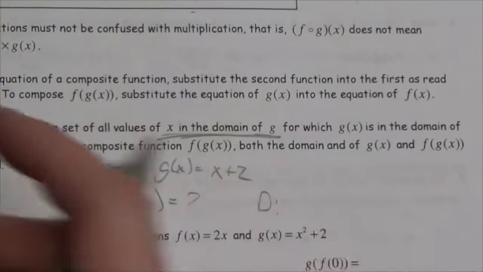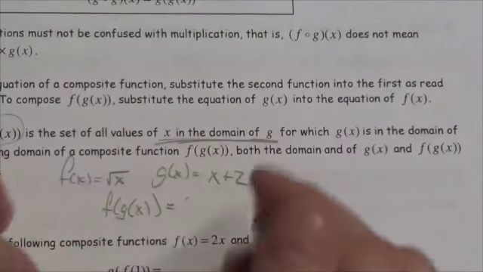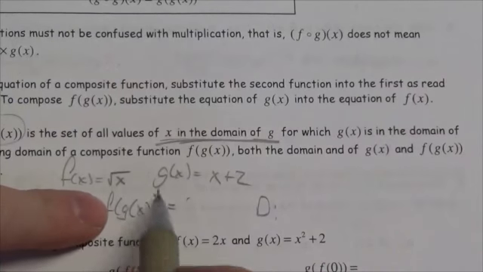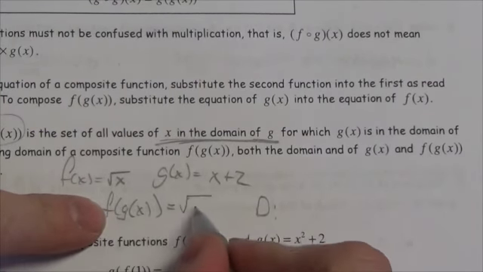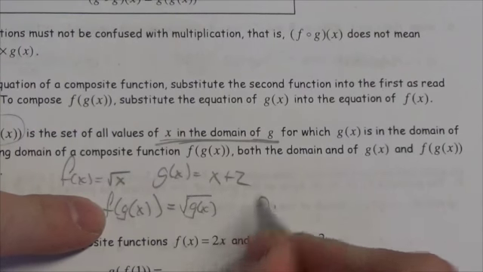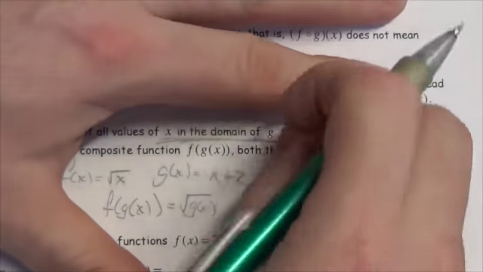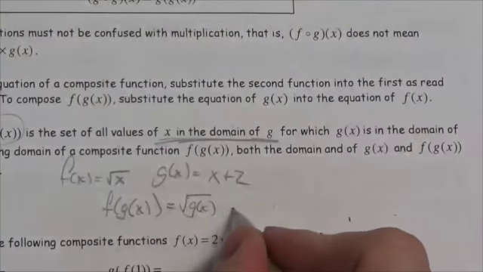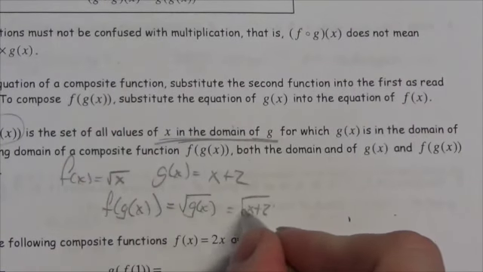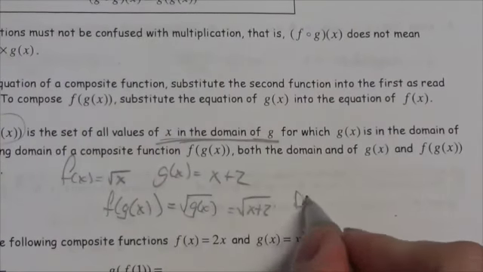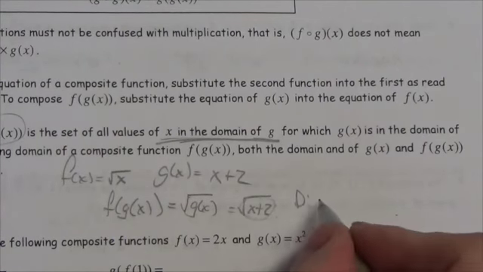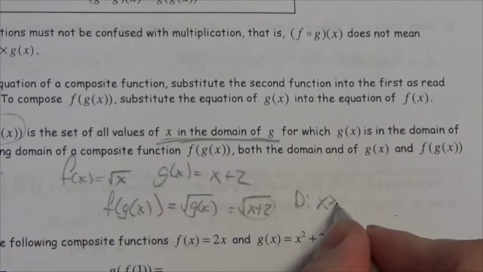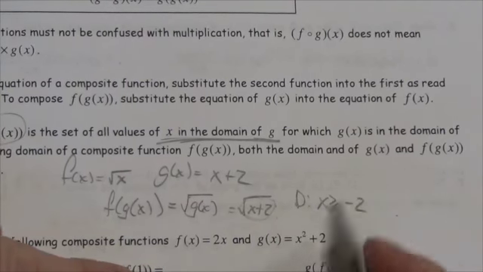So composition, maybe I do need to write this out. Composition is going to look like this. g of x is going to replace the x in my function. So this is going to be the square root of g of x. And that becomes the square root of x plus 2. So my domain is going to be where whatever's inside has got to be positive. So my domain would be where x is greater than or equal to negative 2.